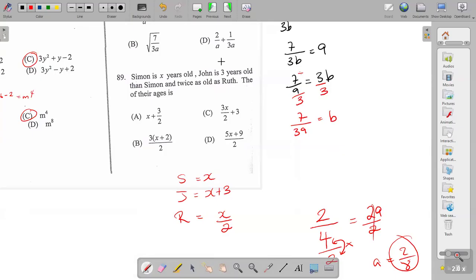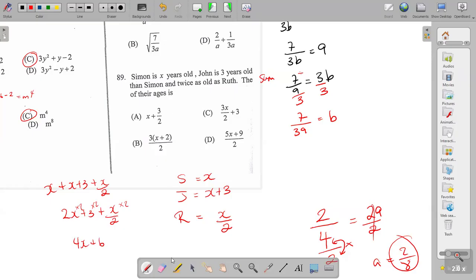The sum, I think this is sum, the sum of their ages is, so that means if I add x plus 3 plus x, a half of x. So this would be 2x plus 3 plus x over 2. So because this is 2, we gotta multiply everybody by 2 to kind of balance it off. So multiply by 2 to get rid of that, multiply by 2, multiply by 2. So we end up with 4x plus 6.